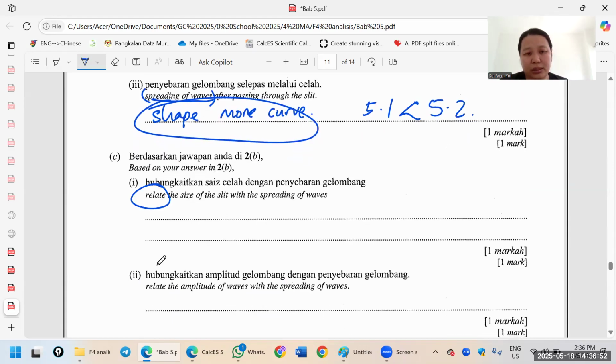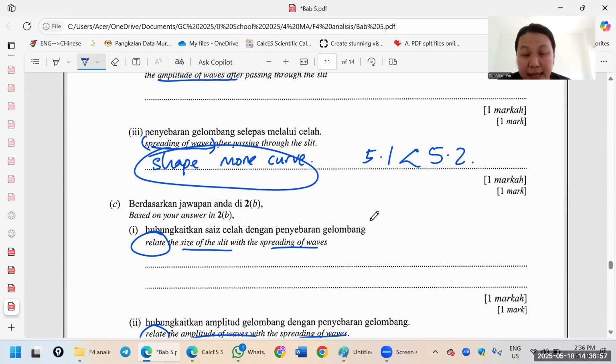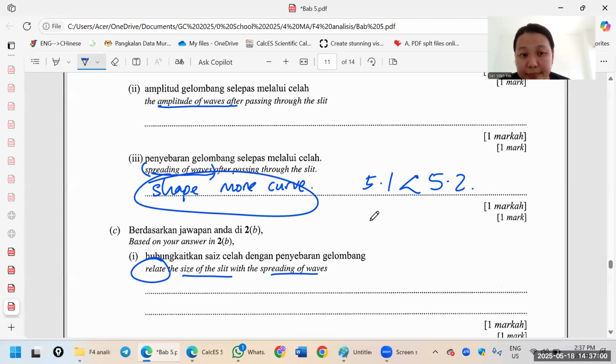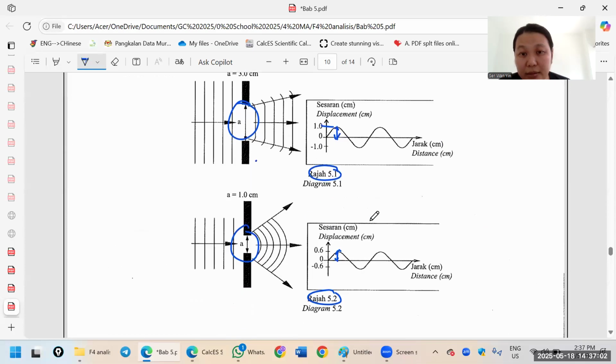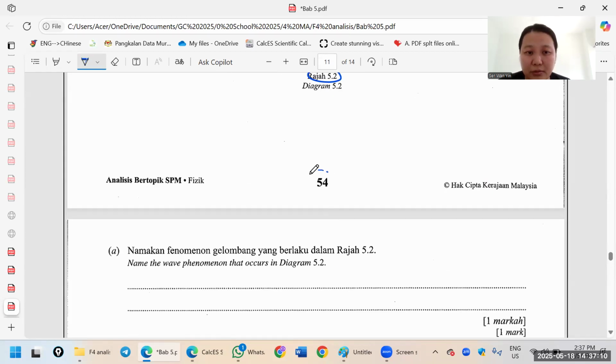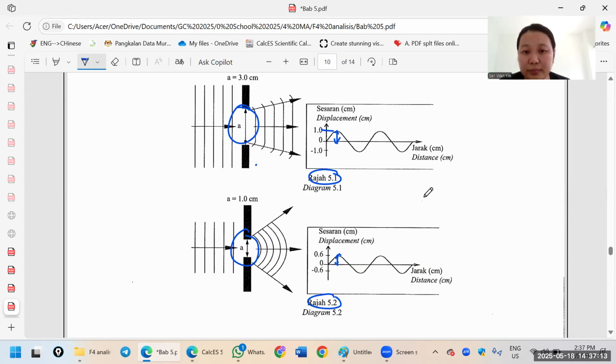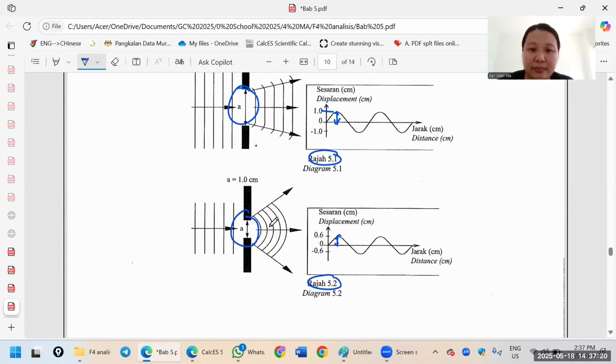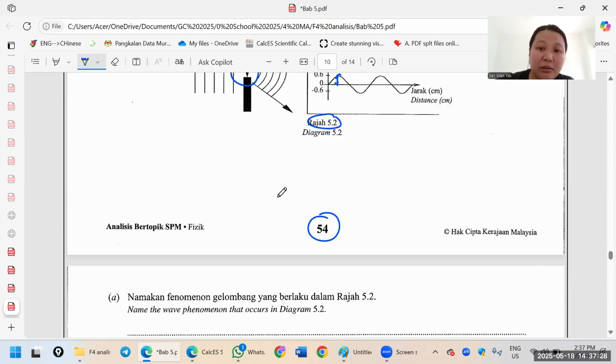Then they ask you to... Wait, which one is the spreading of the wave thing again? Sorry? Can you show the spreading of the wave? Here. It's in your book, Analysis SPM, chapter 5. I think page 54. So it's like how wide it goes. Yes. Okay, thank you. More curvy. Okay. We will learn this, don't worry. We haven't learned, so you don't understand it. We will learn this. I just want to tell you.